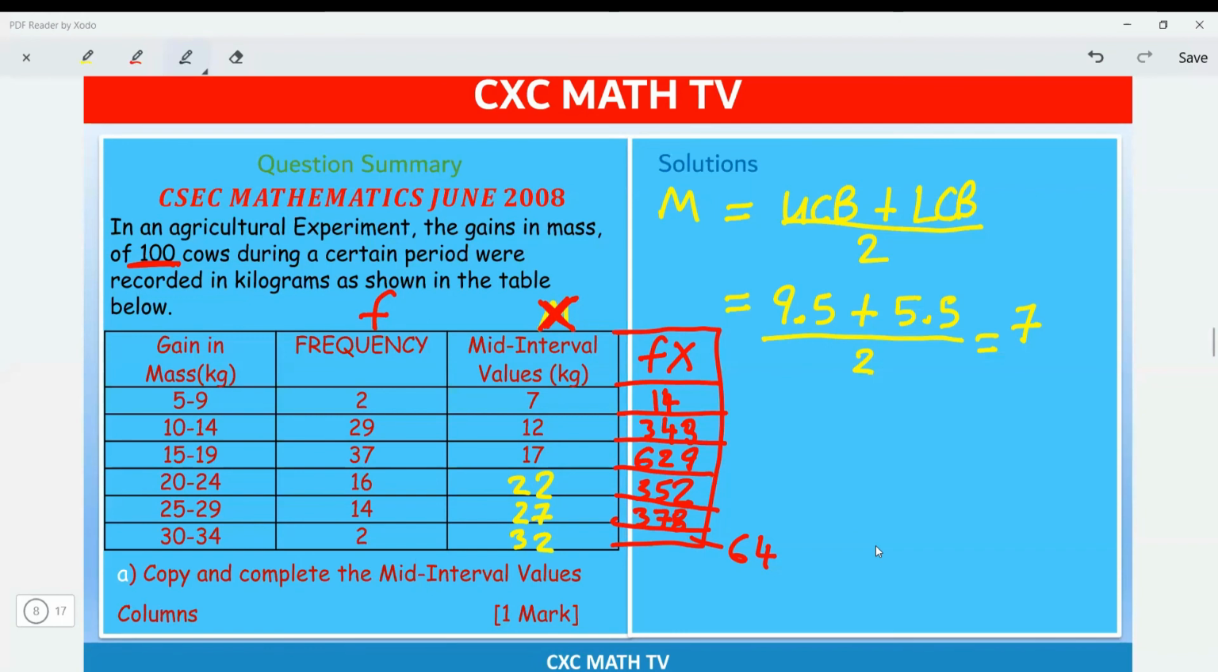So looking at the table right here, look at this, 20 or more is all of these numbers. All of these numbers down here are more than 20, right? So you have 16 cows that gain from 20 to 24, 14 that gain from 25 to 29, and 2 cows that gain from 30 to 34. So 16 plus 14 is 30, plus 2 is 32.